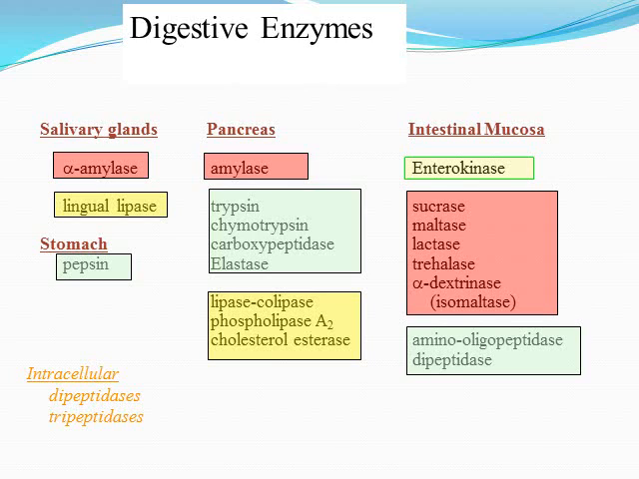Hopefully you've already noticed the trend in color. So blue is what's happening to proteins, yellow is what's happening to fats, and red is what's happening to carbohydrates. And enterokinase is its own thing, so that's why it's highlighted in green.